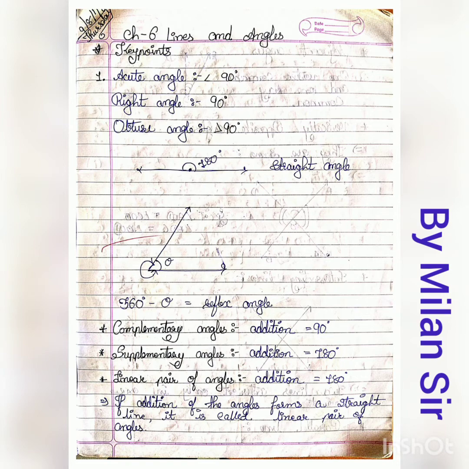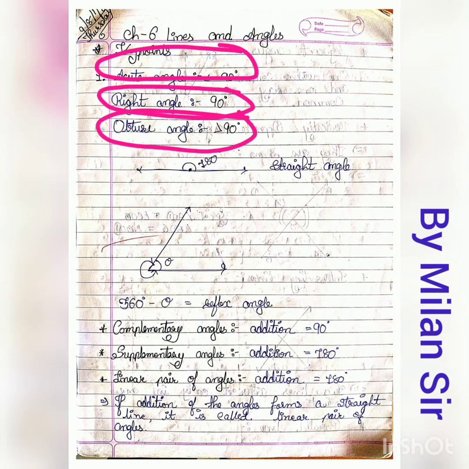First of all, for angles, basically three types of angle we have: acute angle, right angle, and obtuse angle. What is the meaning of acute angle? It is less than 90 degree. Right angle means exactly 90 degree. And obtuse angle means greater than 90 degree.